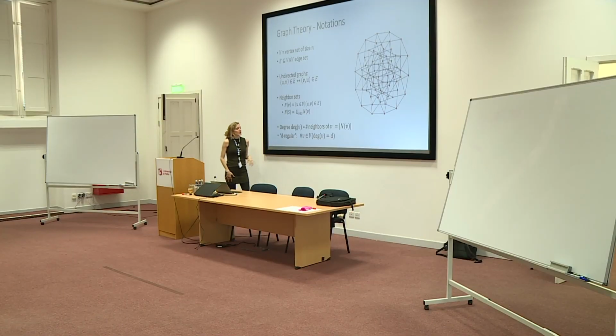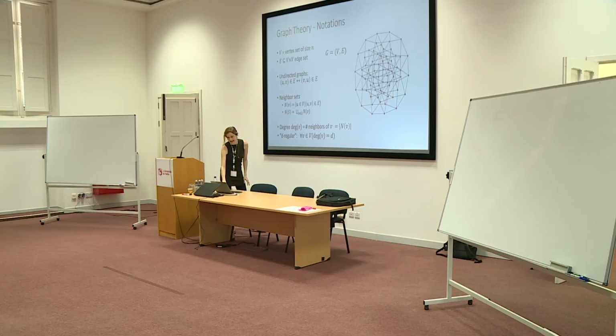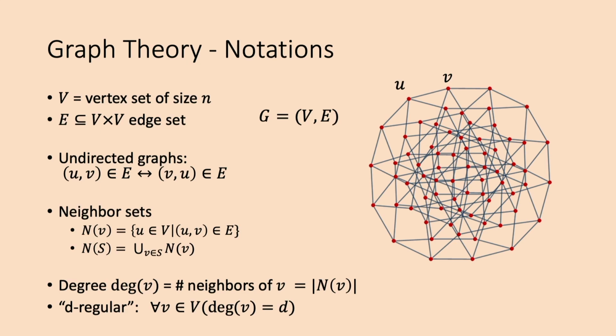And one last terminology for this slide. We'll say that a graph is d-regular if the degree of each and every one of the vertices in the graph is exactly equal to d. So regular in the sense that every vertex has this property. And collectively, the graph itself is the pair of the vertex set V and the edge set E. My animation appears to be in the wrong order, but here's an example of a vertex u and a vertex v.